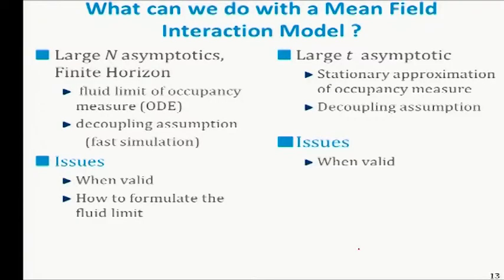Once we have recognized what are the kind of systems or the kind of models we can apply to our systems that would fit with this framework, the question is, what can we do with it? Well, we can do large N asymptotics with finite horizon, or with infinite horizon, the famous stationary thing that we do for all of our Markov models. And one of the issues is when this is valid. And this is practically always valid, but not always.